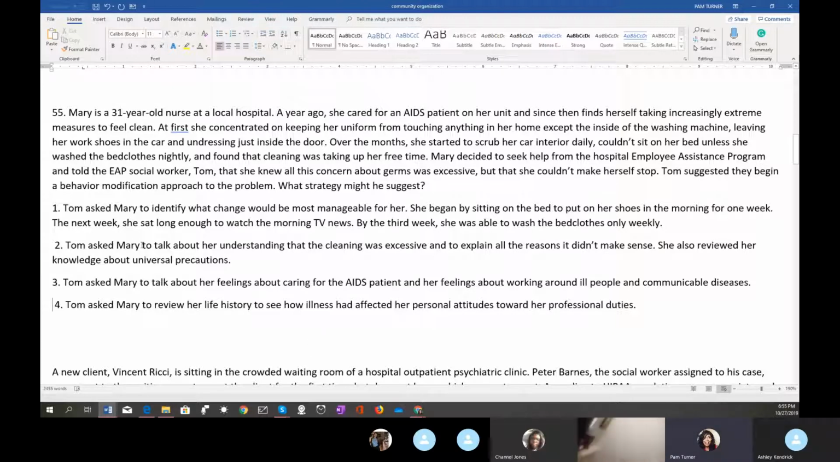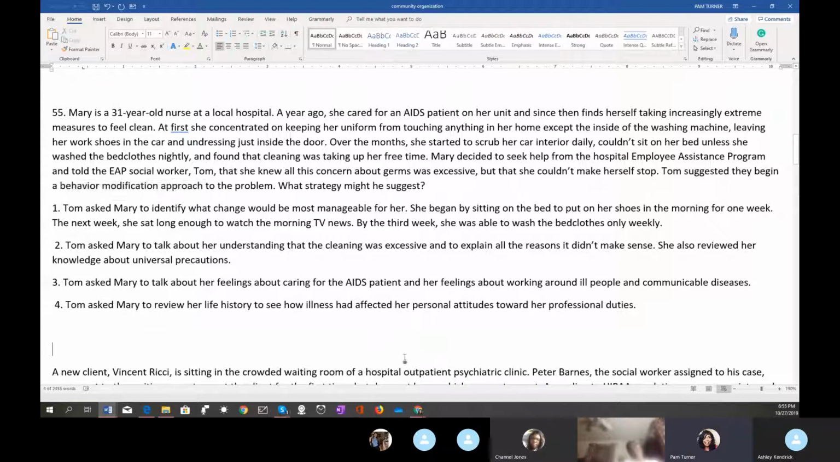1, Tom is encouraged to identify what changes would be most manageable for her. She began putting on the bed, on the clothes, etc. 2, Tom is encouraged to talk about her understanding that cleaning is excessive, to explain all the reasons it doesn't make sense. 3, Tom is encouraged to talk about her feelings about caring for AIDS patients. 4, Tom is encouraged to review her life history to see how the illness had affected her personal attitude. So this is taking a behavior modification approach, changing the behavior.